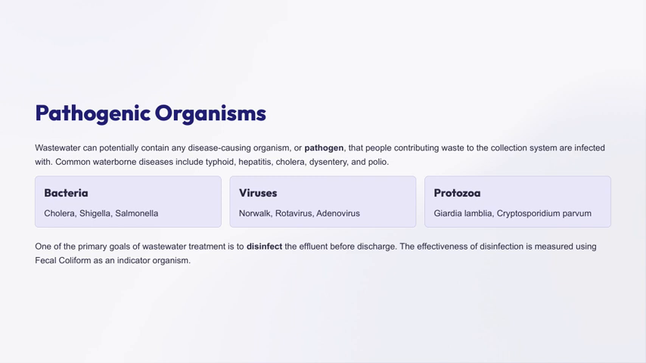For bacteria, you might encounter cholera, shigella, and salmonella. When it comes to viruses, Norwalk, rotavirus, and adenovirus are typical culprits. And for protozoa, Giardia lamblia and Cryptosporidium parvum are notable examples. A key part of our wastewater treatment process is disinfection. Disinfecting the effluent before it's discharged is crucial to prevent the spread of these pathogens.